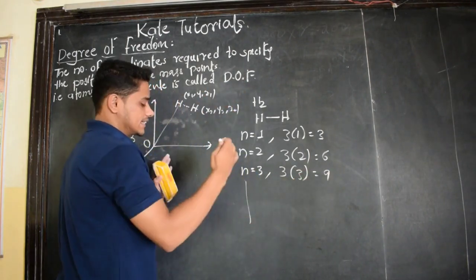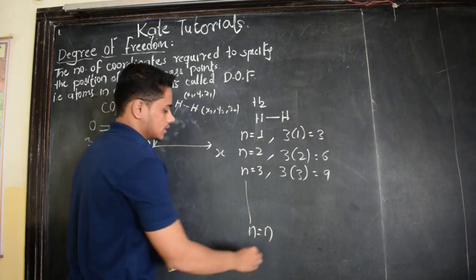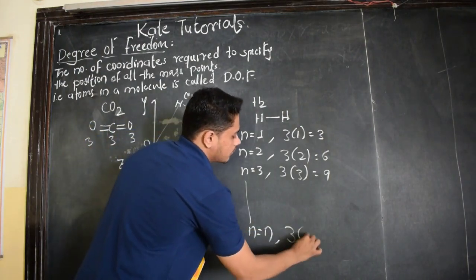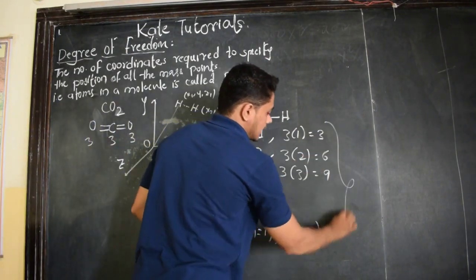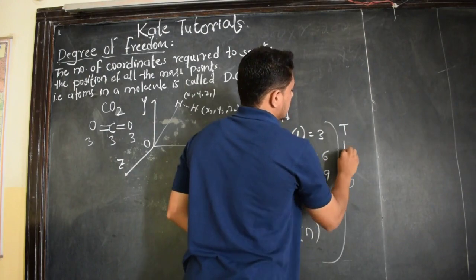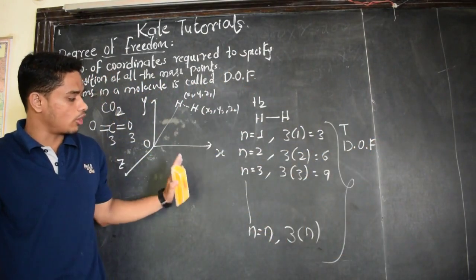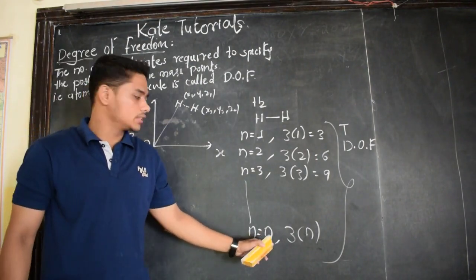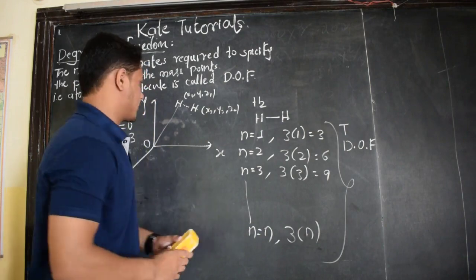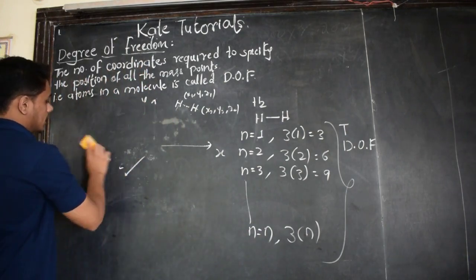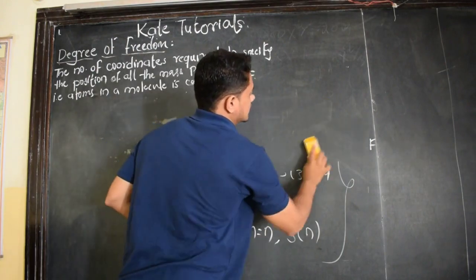If in a molecule there are n number of atoms, then the total number of degrees of freedom is equal to 3n. So this is the total degrees of freedom for a molecule. If there are n atoms, then 3n will be the total number of degrees of freedom. This is about degrees of freedom, the definition and a few examples.